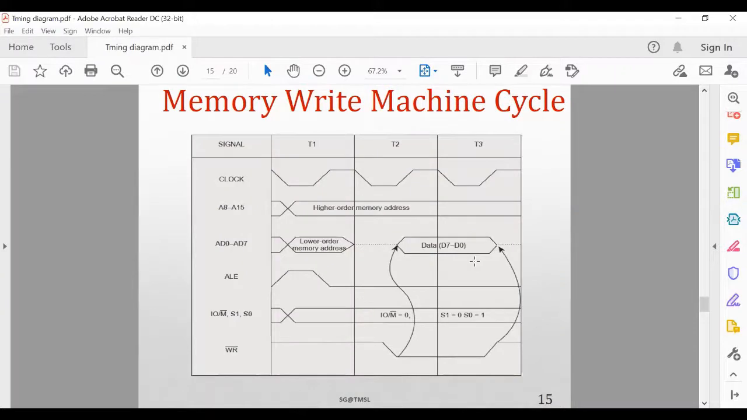The memory write machine cycle will be the same except for this one. At that time the read bar control signal is used; now the memory write control signal will be used. Okay, the write control signal will be there, all others remain the same. And another thing is the change of these three status signals will be based on the table. It will be 0 0 1. Okay, the working principle will be the same.